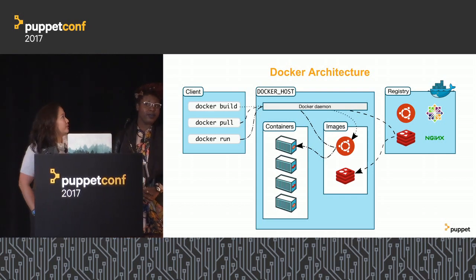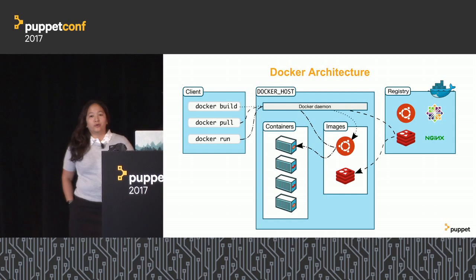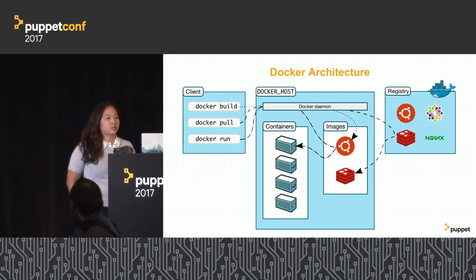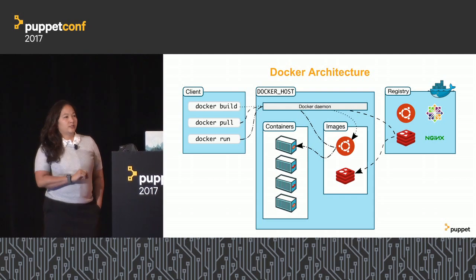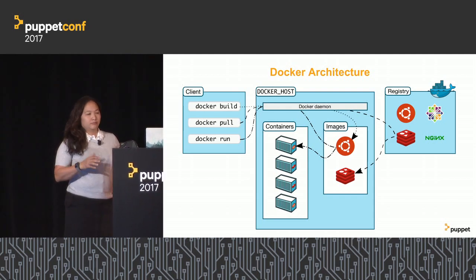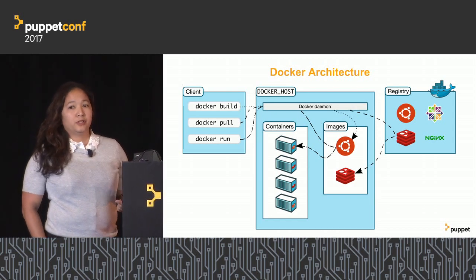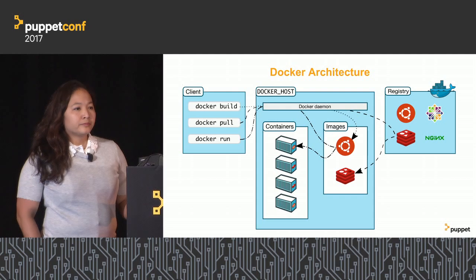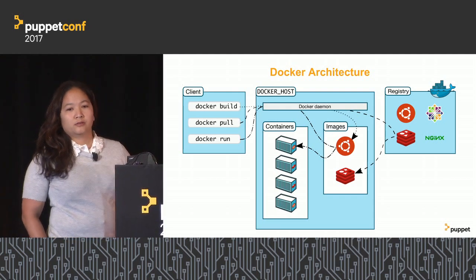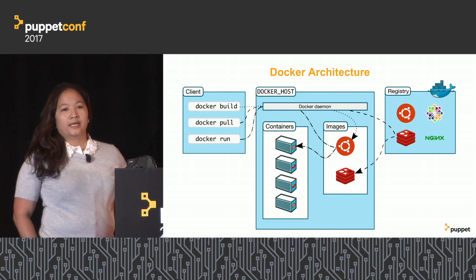Okay, so we'll start off with the Docker architecture. The way this looks is you have a node in Puppet, or we'll call it a Docker host, and there is a Docker daemon, which is just a service on the host itself that manages the images and how to run them. So we have a Docker registry, which is, think of it like your Git repo for Docker images, that you can pull down this image.